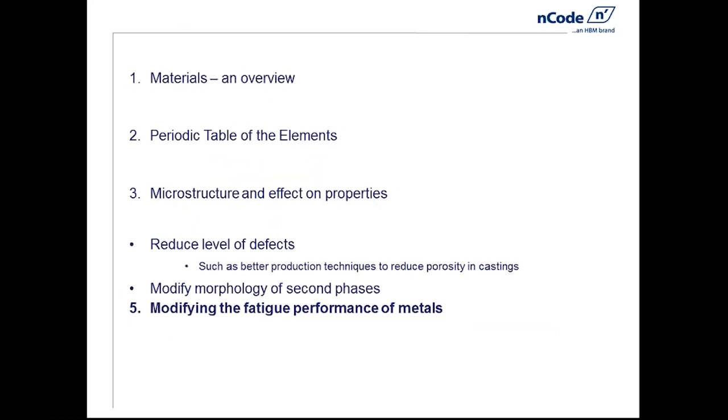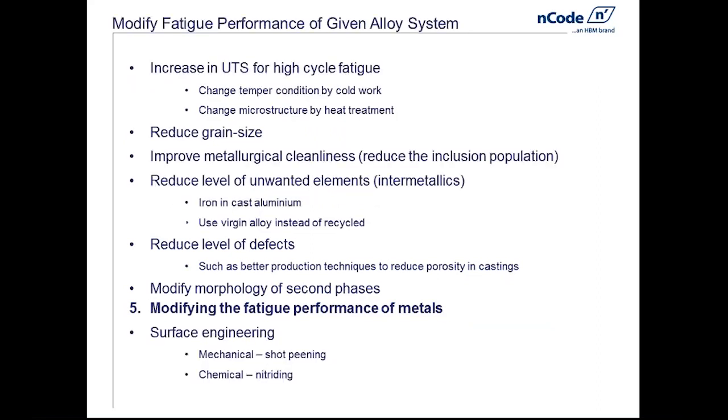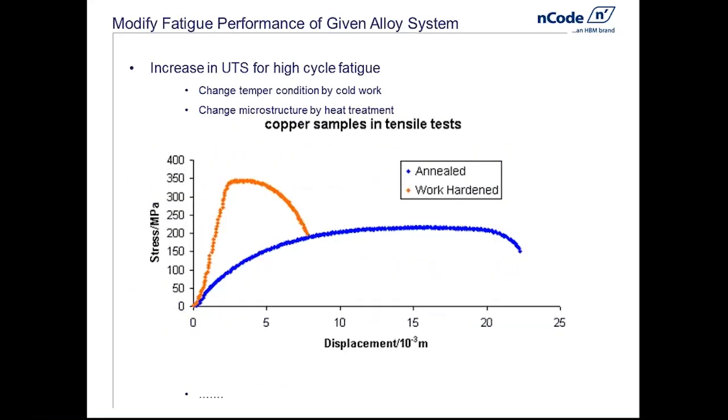Finally, modifying the fatigue performance. If we increase the UTS, we improve things in the high cycle region. If we reduce the grain size, we improve things. If we reduce the level of unwanted elements, the intermetallics or the impurities, all these sorts of things, we make life better. We can also surface engineer that material. What I've given here is very much a brief overview of the sort of things that can be done, just to help us on our way, wearing the fatigue hat.